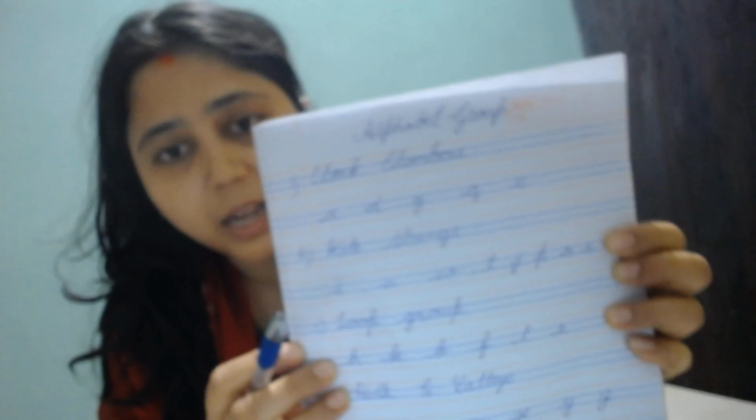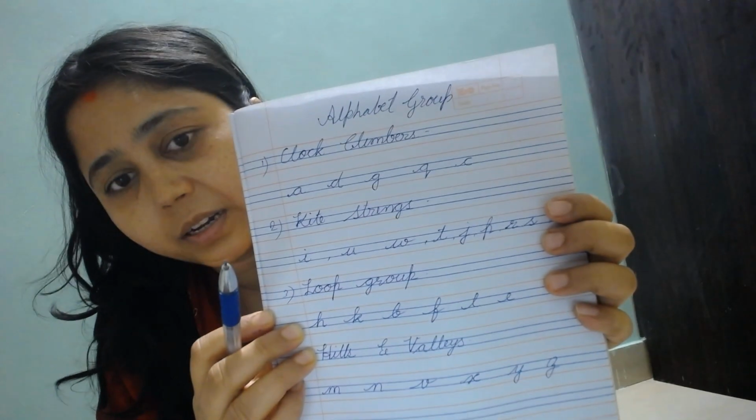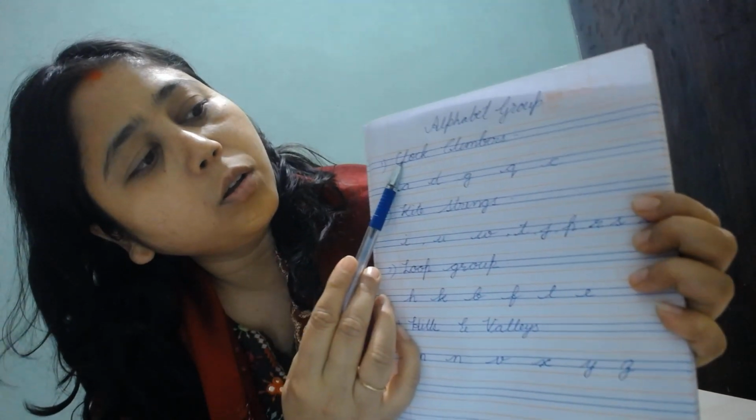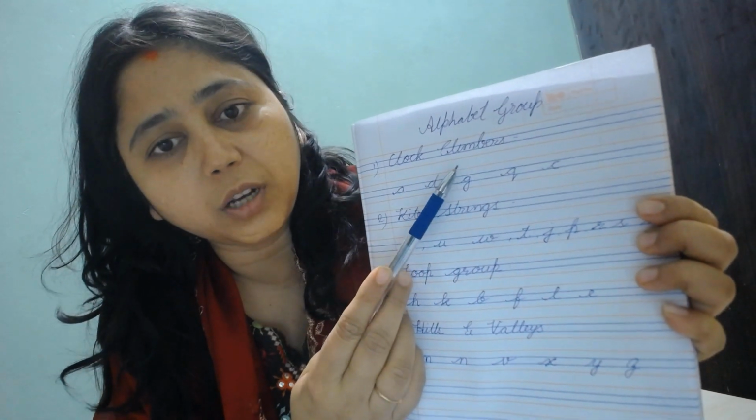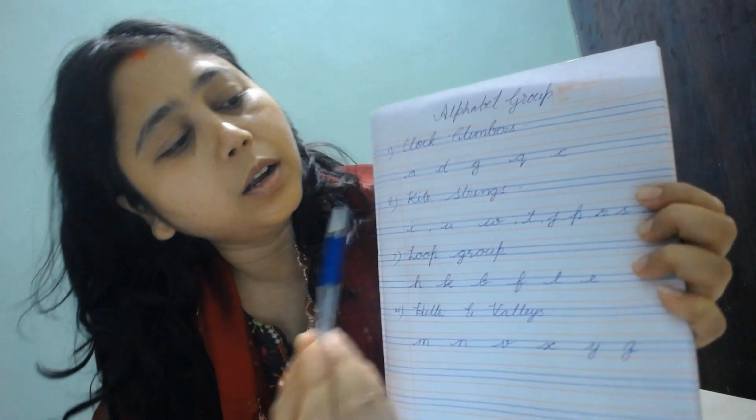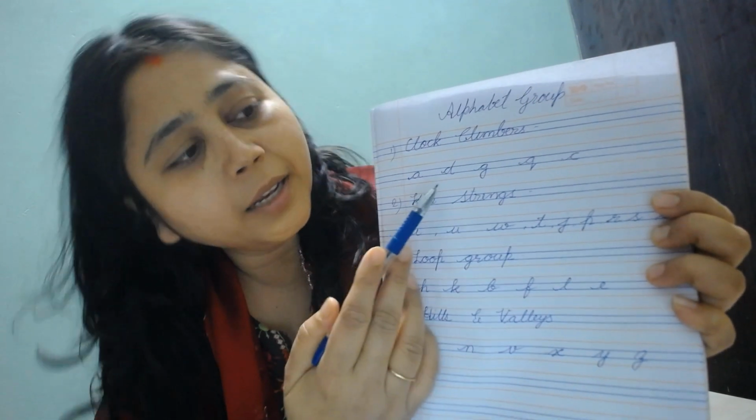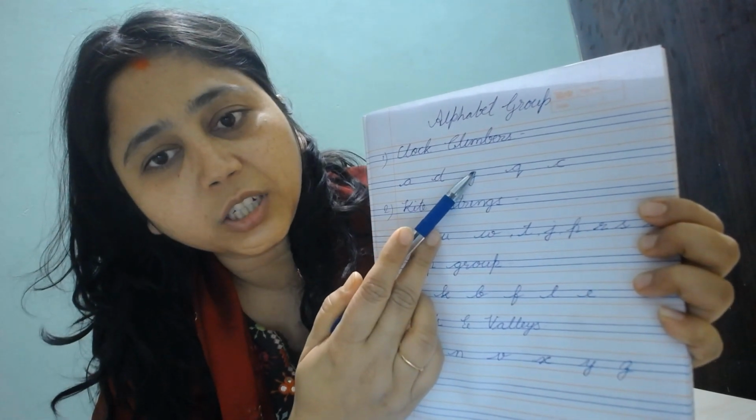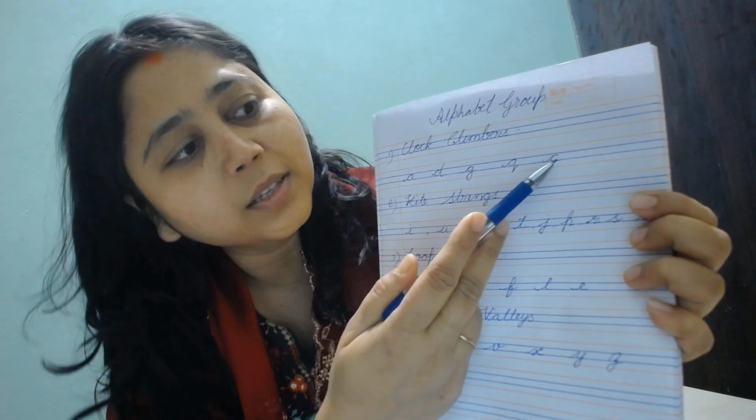See, this is the alphabet group. One minute, it will come. Yes. Now this is called the clock climber, bacha. What is this? This is the clock climber. See, this A, then D, then G, then Q, then C.